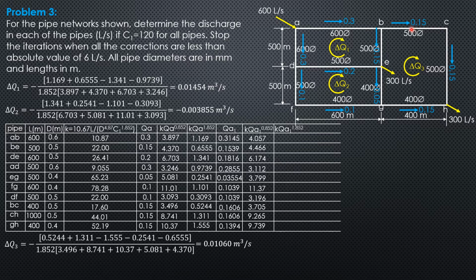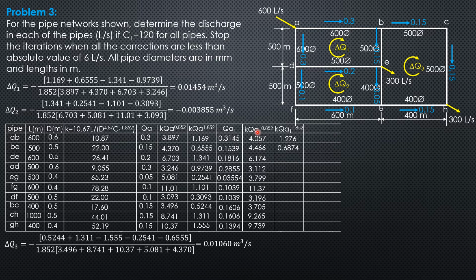Then BC is 0.15 plus delta Q3 only. 0.15 plus 0.0106, 0.1606. CH is the same. 0.15 plus delta Q3, so 0.1606. GH is 0.15 minus delta Q3. 0.15 minus 0.0106, 0.1394. So that's it.